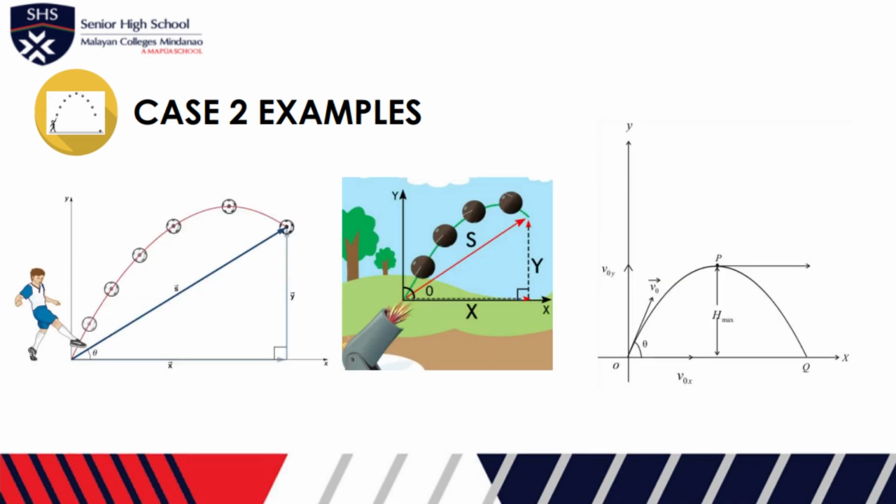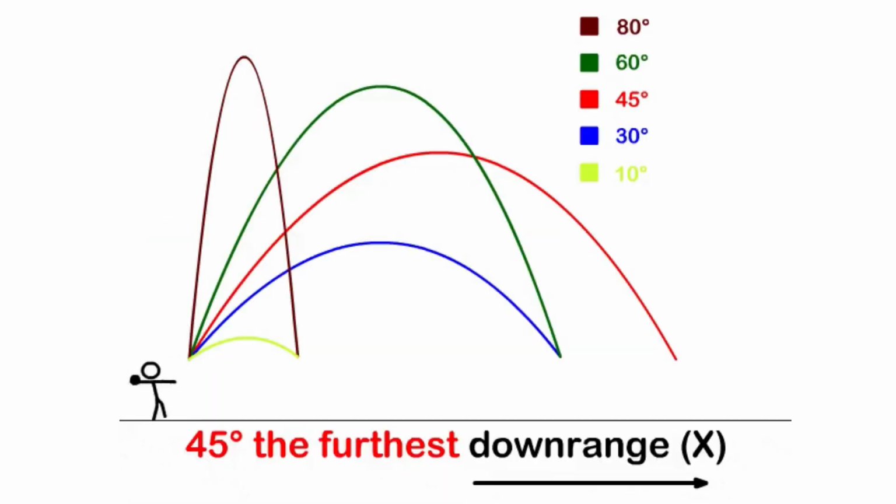The second case example is this, which is the projectile launched at an upward angle. Now, mind you, compared to the projectile thrown horizontally, the object does not come from the air. The object comes from the ground, creating a shape of a parabola, or trajectory. Now, if you consider all the angles, the furthest range would be at 45 degrees, as shown on this GIF.